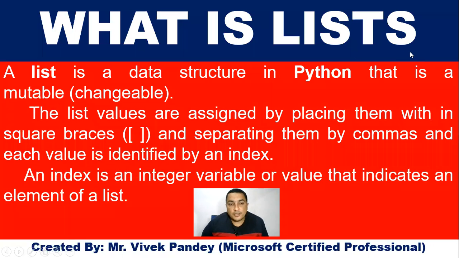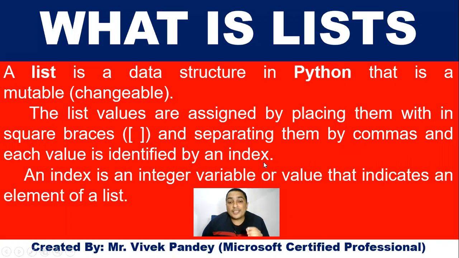What is a list? So dear student, a list is a data structure in Python that is mutable or changeable. The list values are assigned by placing them within square braces and separating them by commas, and each value is identified by an index. So dear student, in Python we use square braces to denote a list.